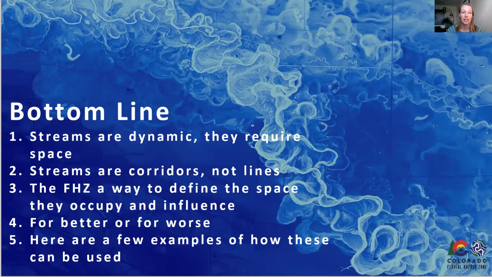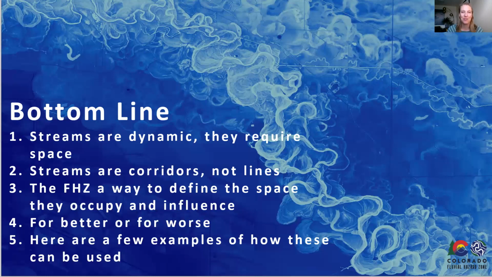I also want to be clear that the fluvial hazard zone is a way to define the space that streams occupy and influence. It is not the only way, but it is a way that was developed to help users understand the hazards associated with stream movement and sediment movement through a corridor. There are definitely other ways of defining that space, depending on the objectives. If it's a functional floodplain and we're looking at it for ecologic purposes, there are other ways to quantify that. But today, the fluvial hazard zone is really focused on spatially defining the hazards that come out of a stream corridor.